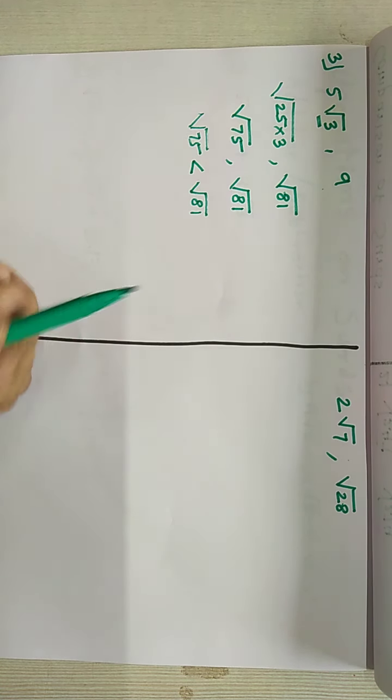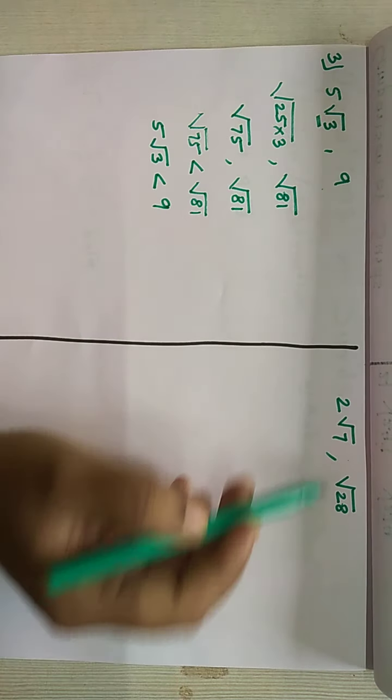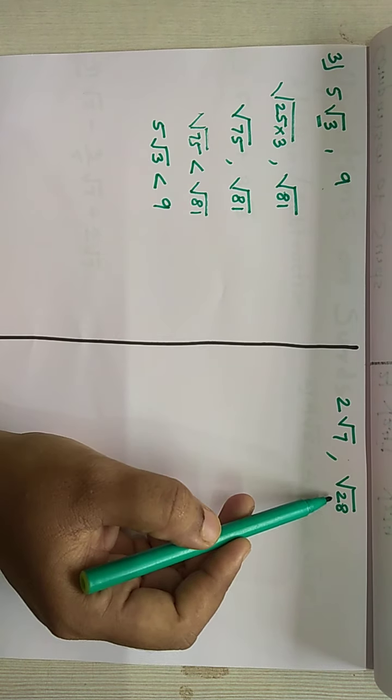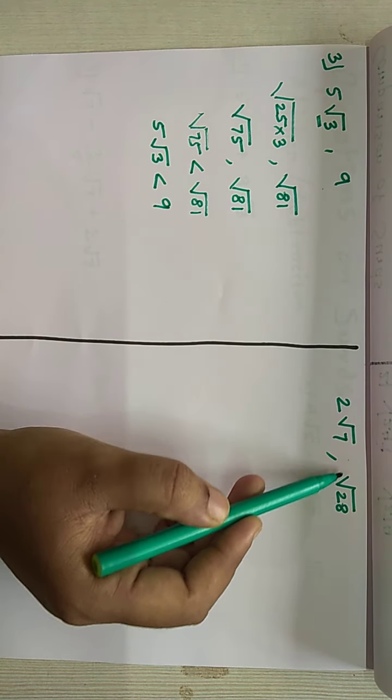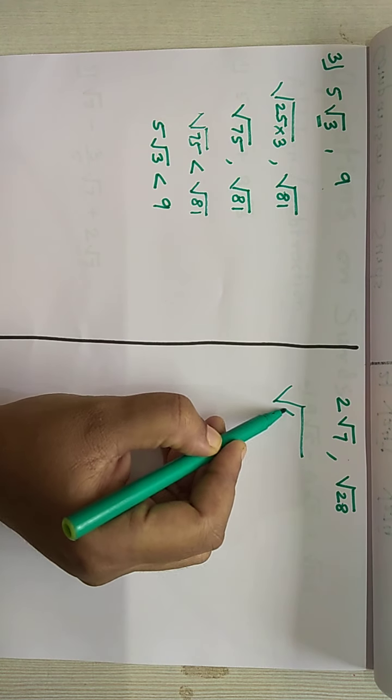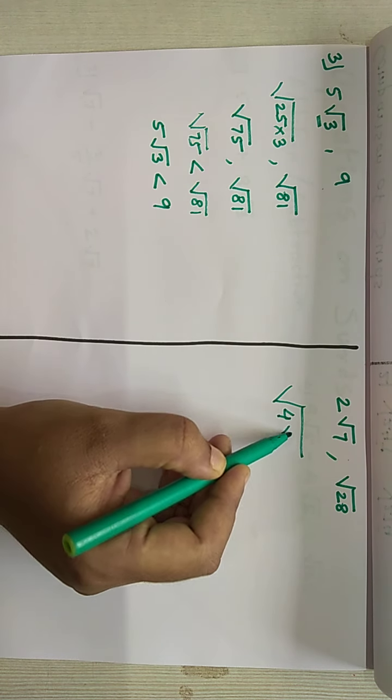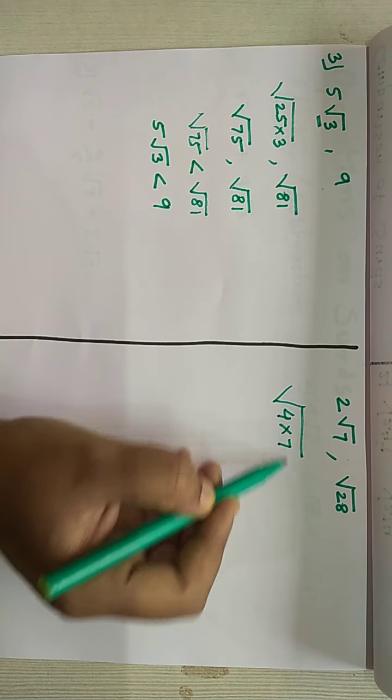Now the next sum is 2 root 7 and root 28. Again 28 is fully inside the root. We don't have any number outside, but here 2 is outside. So let's push 2 inside. 2 will go inside as a square. 2 square is 4, so 4 into 7, and this 28 as it is. 4 sevens are 28, and this is also 28. Both are the same. So we can put an equal to sign over here.